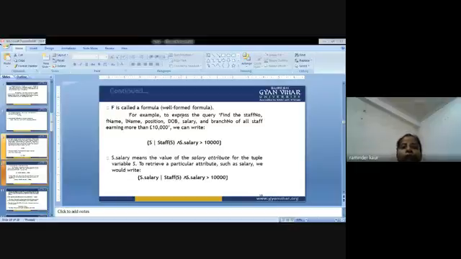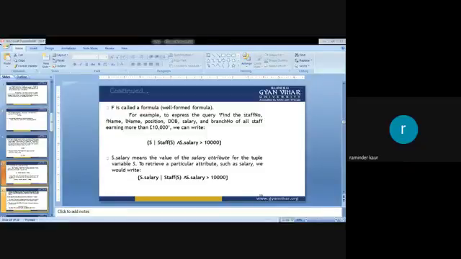S salary means the value of the salary attribute for the tuple variable S. To retrieve a particular attribute such as salary, we would write S salary for staff S and salary greater than 10,000. So in this way, we are supposed to process queries in calculus. You can have a look at the same, and if you are having any query, then do let me know.